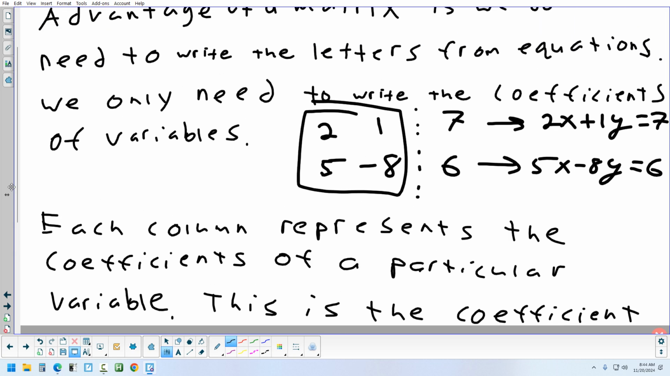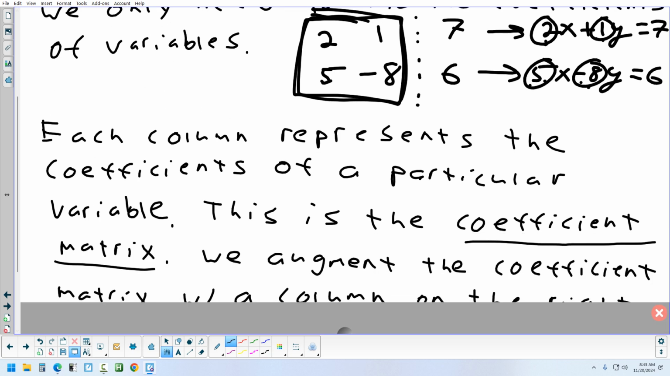Now, all of these numbers, 2, 1, 5, -8, are the numbers in front of the variable. What do you call those numbers? They're all called coefficients. So when you take all of these coefficients and write them down, what I just put a box around, that's called a coefficient matrix, because it's a table. It has rows and columns. That makes it a matrix. And the numbers in the table are all the coefficients of your variables. So that's called the coefficient matrix.